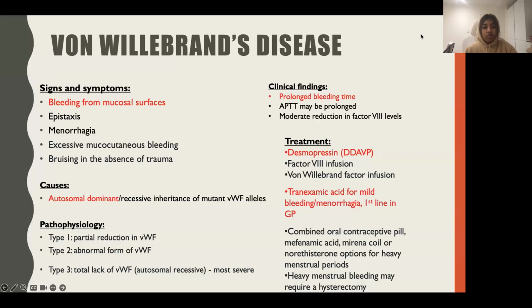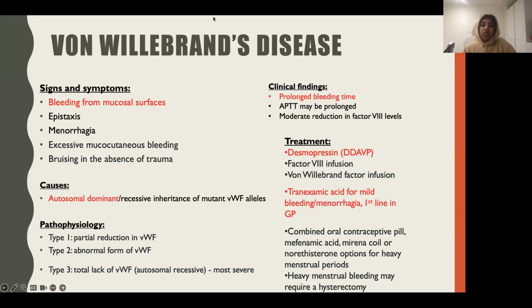And there's three different types. So one is there's a partial reduction in the factor. Two is there's an abnormal form of the factor. And type three is that there's a total lack of the factor. And that is inherited through the autosomal recessive way. And it's the most severe one. They mostly assess you on type 1 or type 2. So the autosomal dominant one is the one that they assess you on, which is the one that you hear about the most.